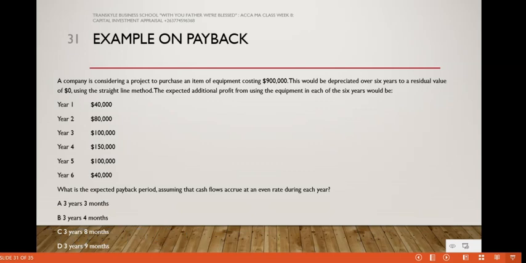Now, let us do this particular example to see if we can make some sense out of this whole narration. A company is considering a project to purchase an item of equipment costing 900,000. This will be depreciated over 6 years to a residual value of zero. So at the end of the period, this equipment is going to have a zero residual value. Okay, so the scrap value is going to be zero. Now, the expected additional profit from using the equipment in each of the 6 years would be 40,000, 80,000, 100,000, 150,000, 100,000, and in year 6, 40,000.